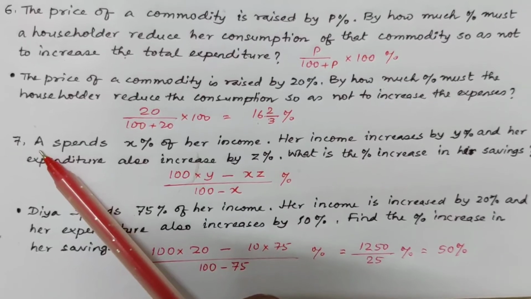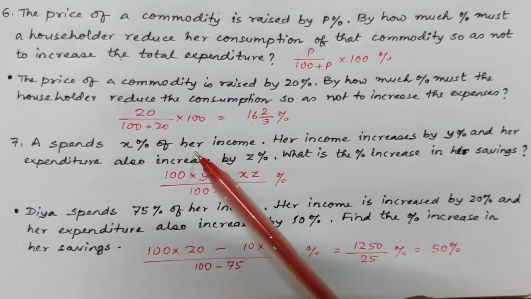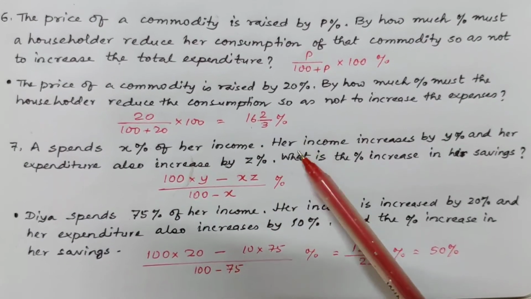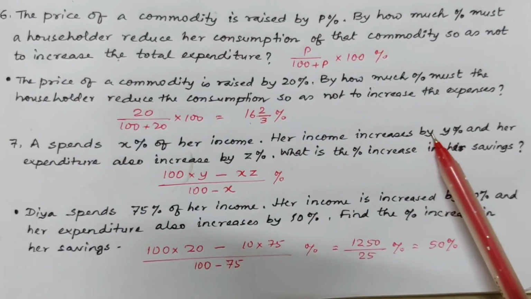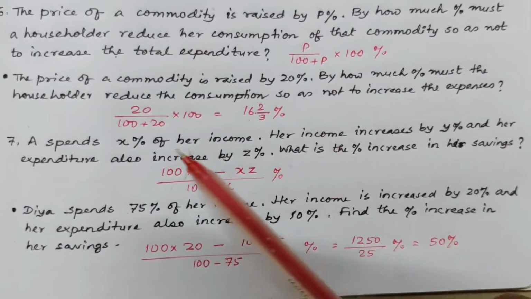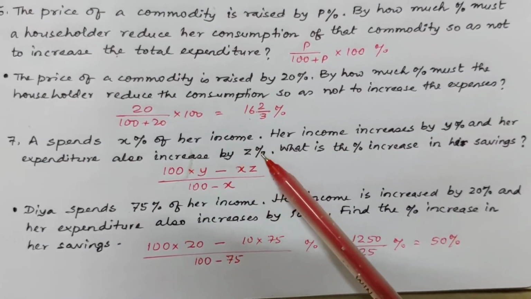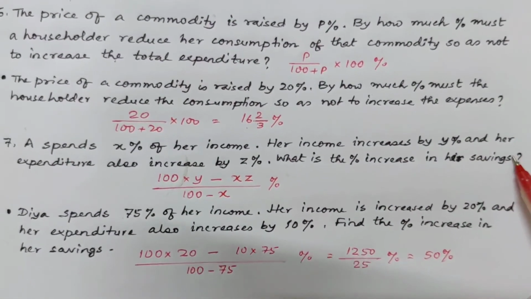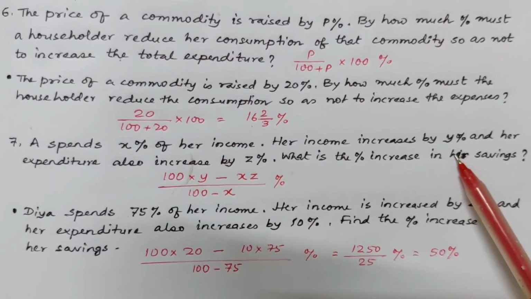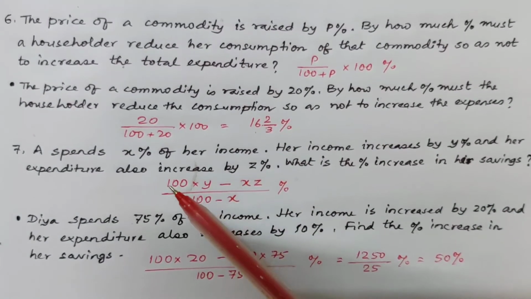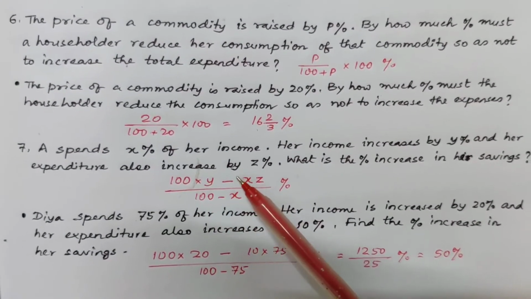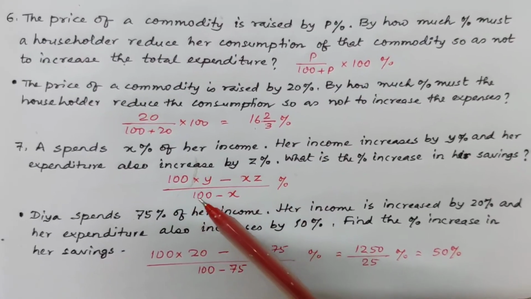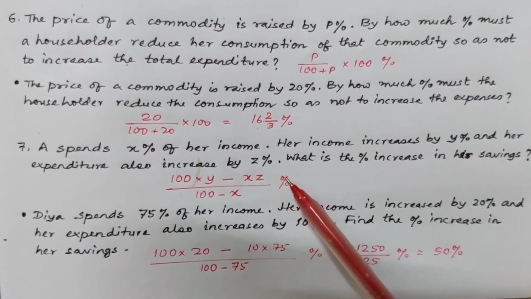Type number 7. A spends X% of her income. Her income increases by Y% and her expenditure also increases by Z%. What is the percentage increase in her savings in that way? So that will be 100 into Y minus X into Z by 100 minus X in percentage.